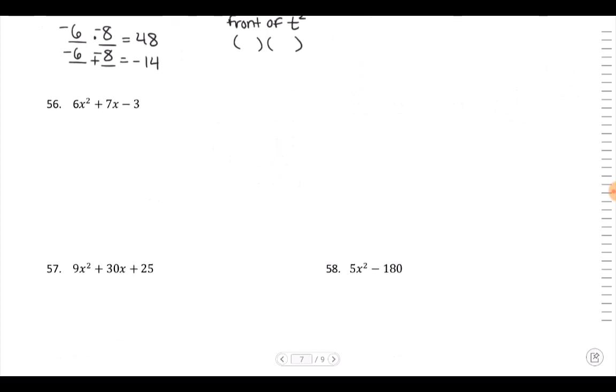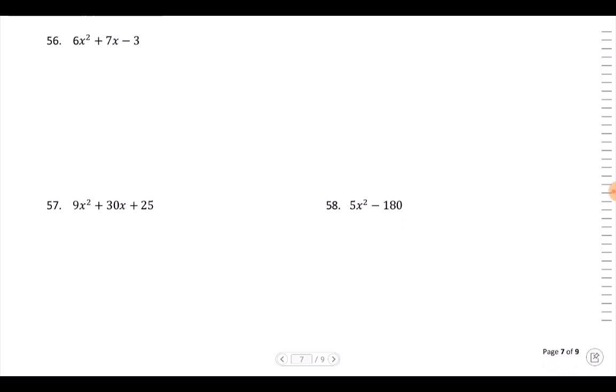Okay, number 56, everybody's favorite. All right, so first thing, I look for a GCF, and I left a lot of space for this one. There's no GCF, right? 6, 7, and 3, they don't have any numbers in common. So we move to the next step, which is how many terms do I have? And I have 3, right? So number 1, GCF: no. Number 2, 3 terms.